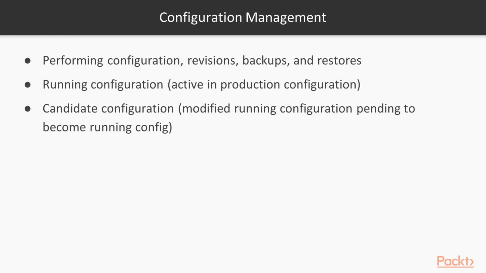So a candidate configuration is a pre-commit config. It's the configuration that you made the adjustments on in the GUI, but you haven't committed. You haven't made it a running config. Once you execute the commit, it will become the running config. So you want to make sure you understand the difference between those two.